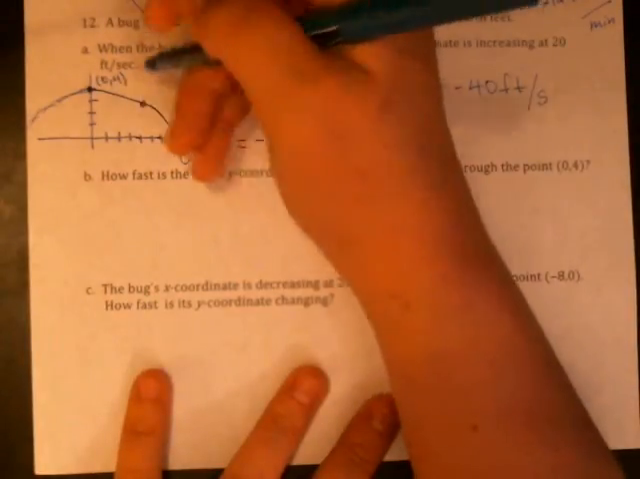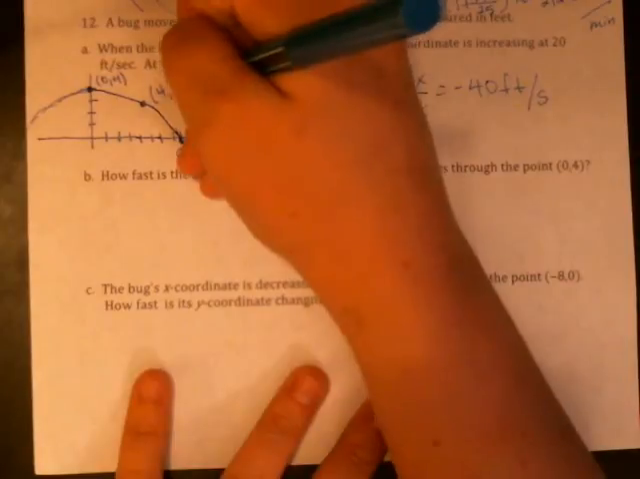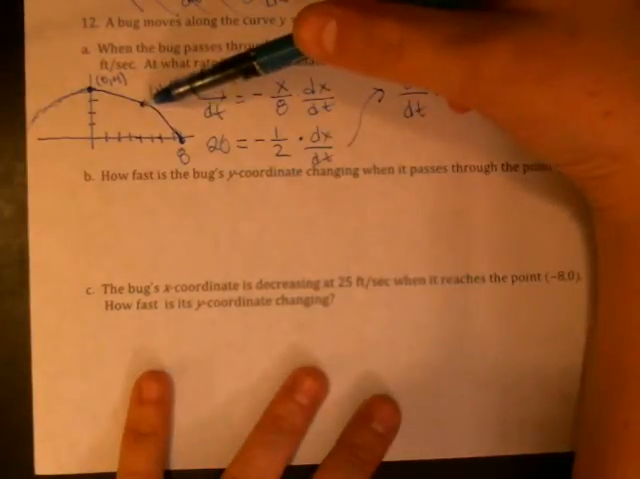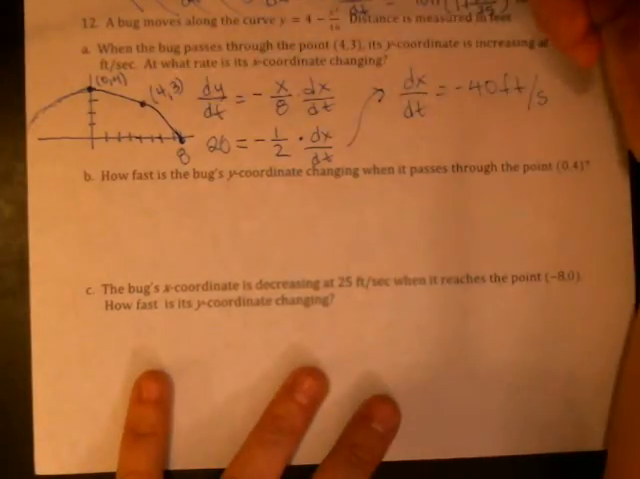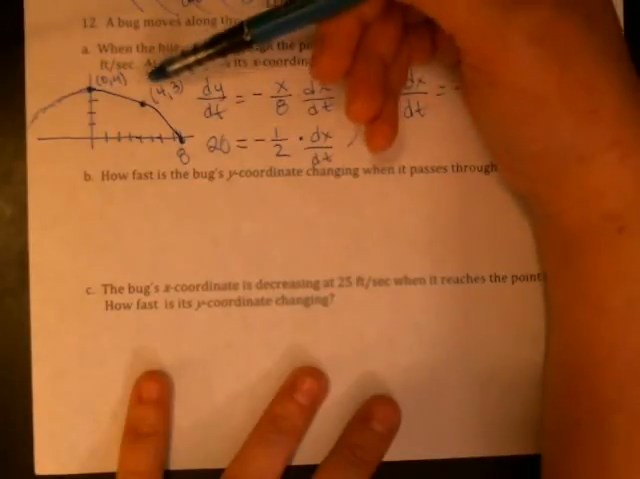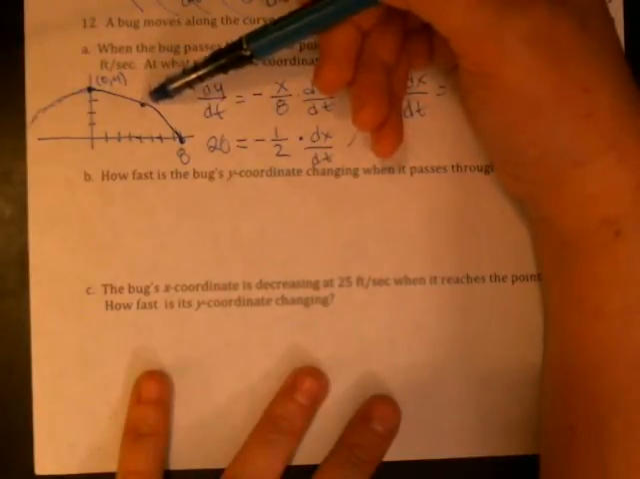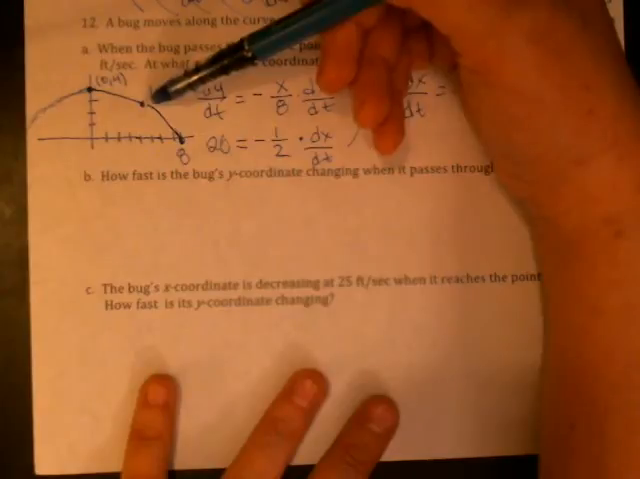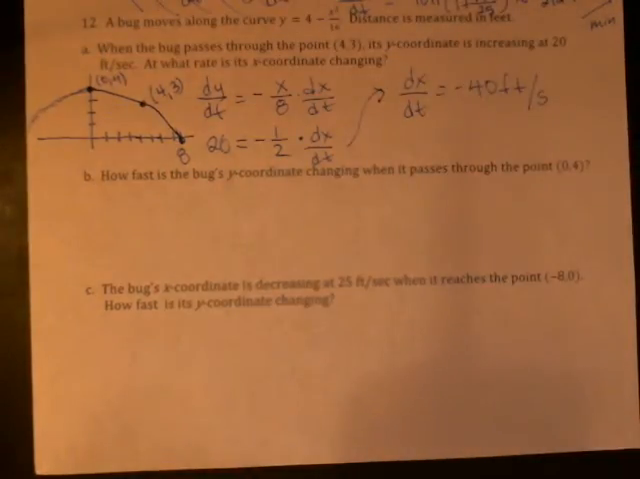Okay, so let's see, 4, 3. 4, so right here. Okay, so what we're saying is if we're stuck on the curve and our y-coordinate is increasing by 20 feet per second, the only way for our y-coordinate to get bigger at this point is for us to move to the left. So our x-coordinate has to be decreasing at a rate of 40 feet per second to stay on the curve.